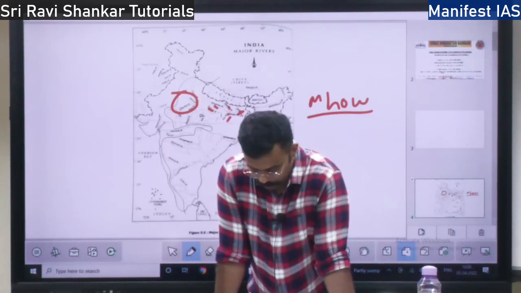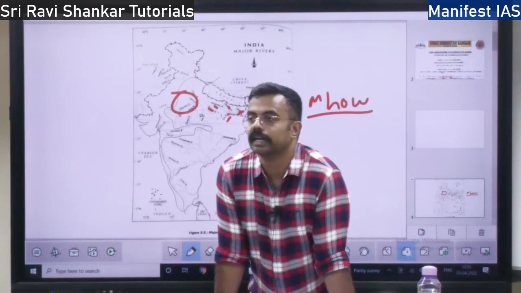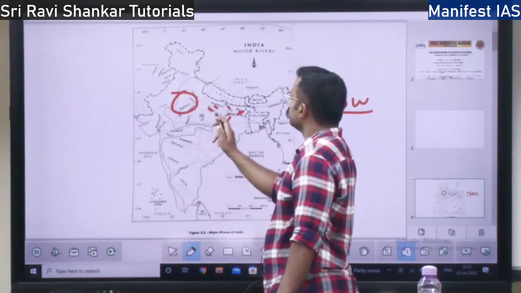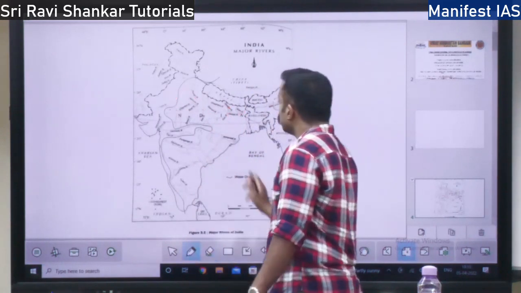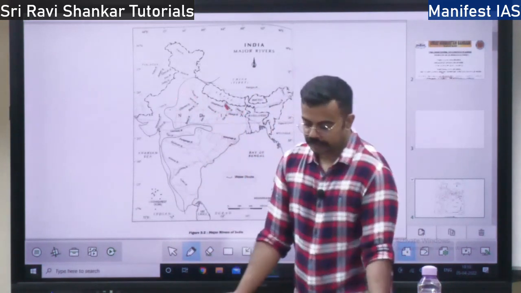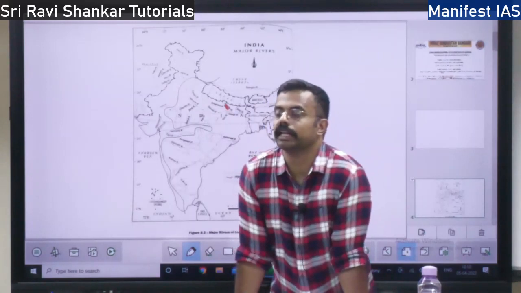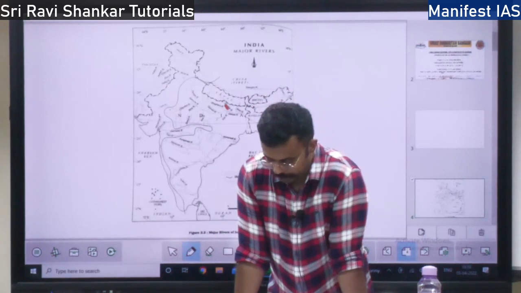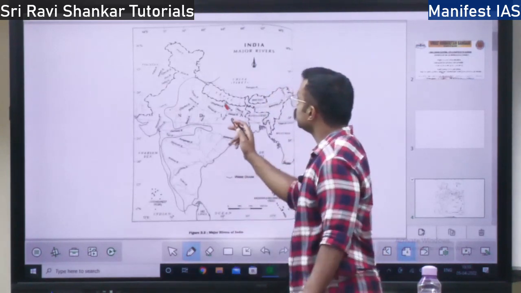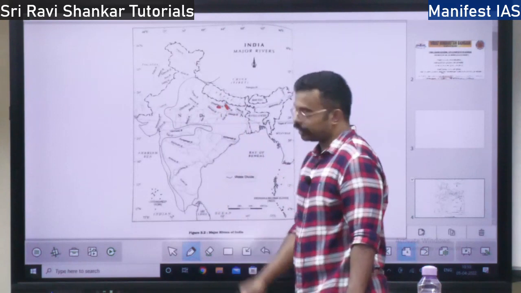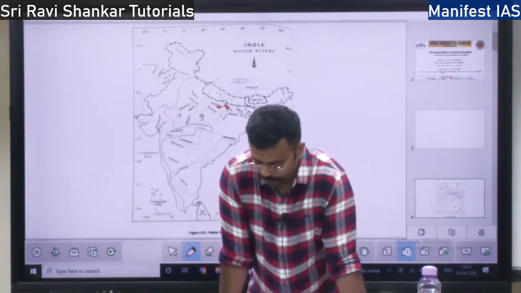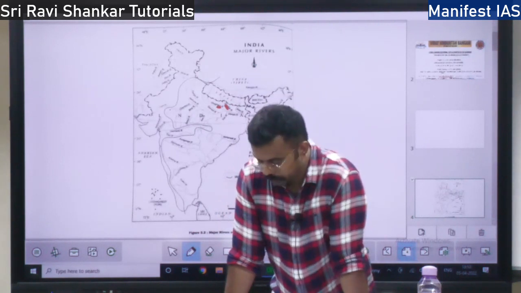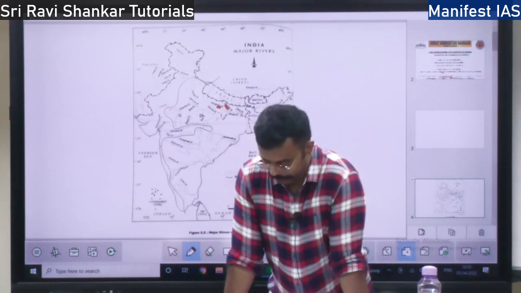Next you have the Gandak River. Where does the Gandak River originate? It originates in Nepal between Dhaulagiri mountain and Mount Everest. Next you have the Gagara River. Where does it originate? It originates at the Mapcha Chungo region in Nepal, right?